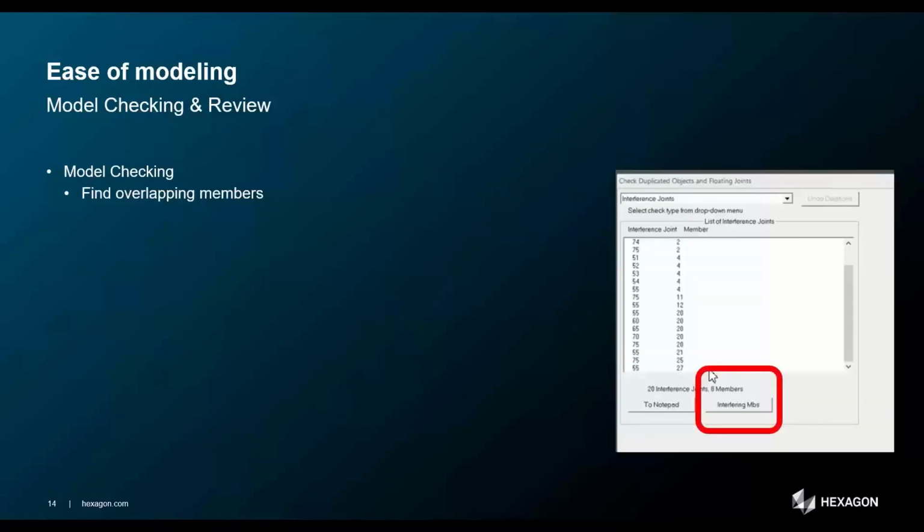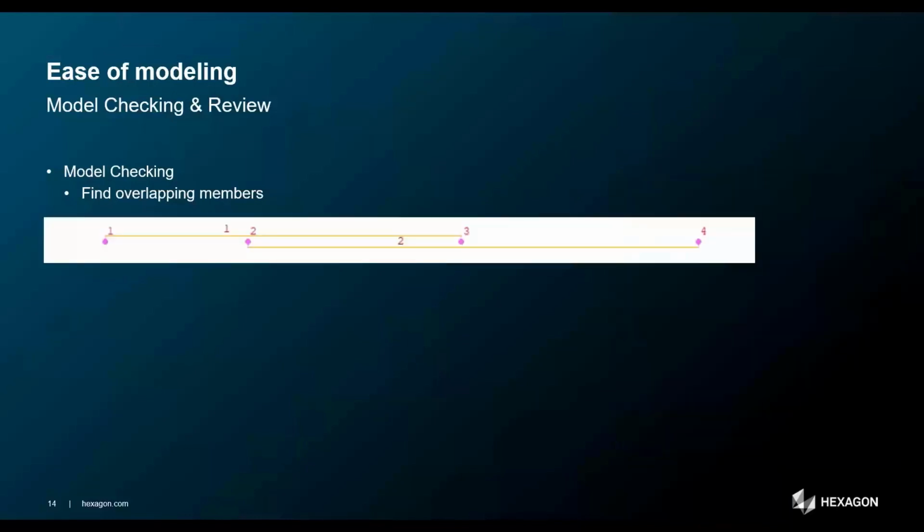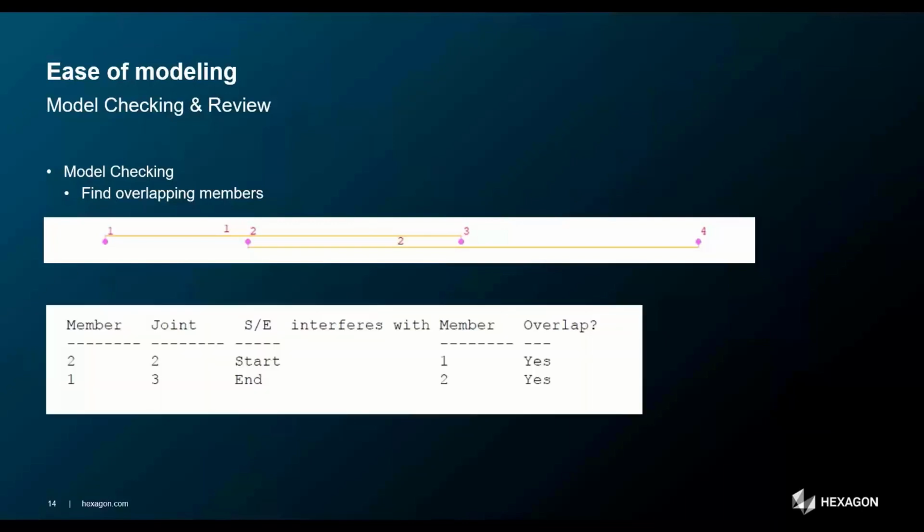So for years, GT STRUDL has given engineers a way to find duplicated or interference joints. Now you can also check for interfering or overlapping members. In this example, you can see that members 1 and 2 overlap between joints 2 and 3. Easy enough to spot in a simple example like this, but not so much if this is part of a really large or complex model. So you can now generate the report from GT STRUDL calling out the members and joints that overlap, making it much easier for you to start making corrections to your model if there were errors.